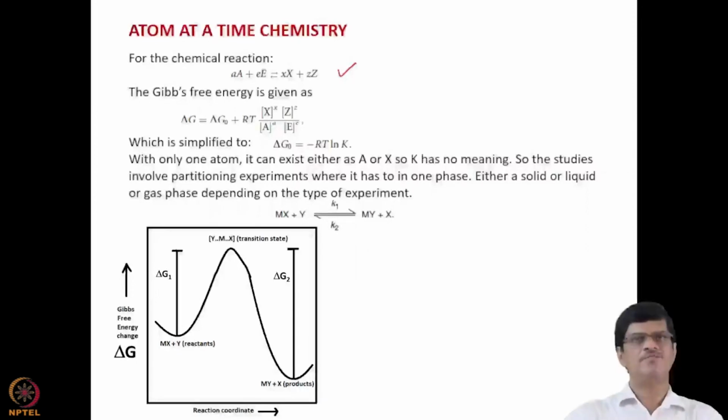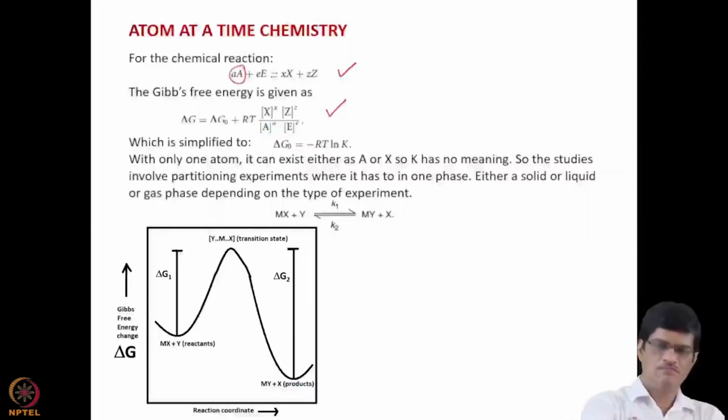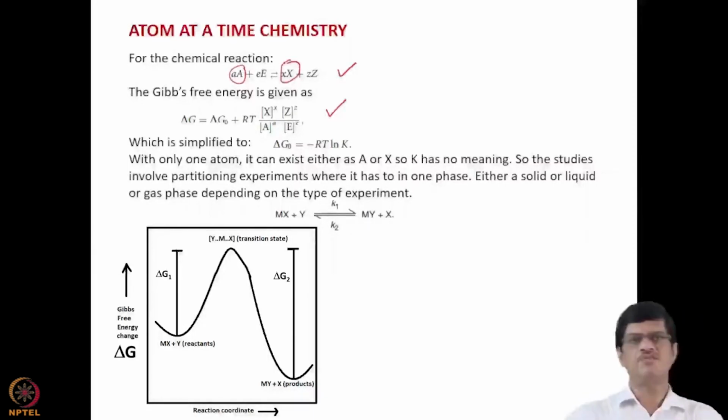And the Gibbs free energy for this is given by this equation, which is simplified to give del G0 equal to minus RT ln K. The problem is, when you have a bulk quantity, then it is fine. But when you have only a single atom, it can either exist as A or as X. So it can either be on the left side or on the right side. So the equilibrium constant in that sense has no meaning. However, these studies still have to be carried out.